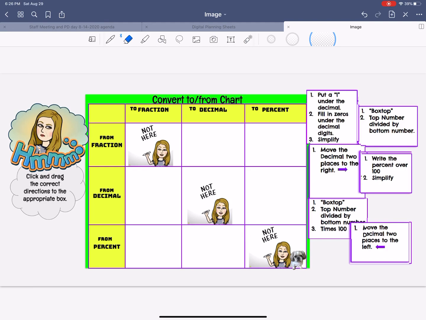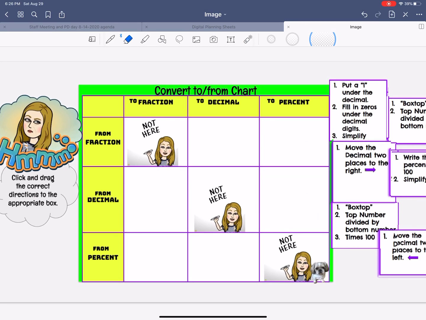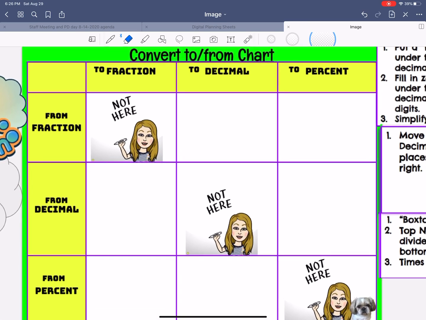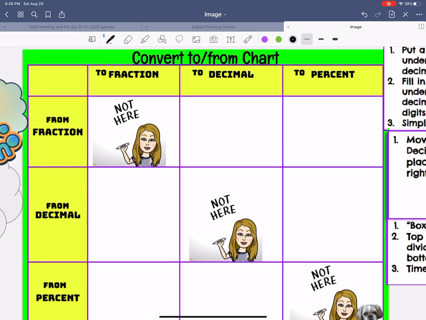So let's get started. We're going to start by talking about fractions. We're going to see how would you go from a fraction to a decimal. Well, let's take a common fraction, 1/4. We often say that step 1, we are going to box top. And we get that phrase because we would normally take the division box and place within it the top number. We use the denominator or bottom number on the outside to divide.